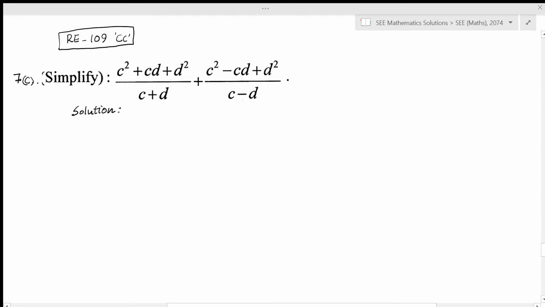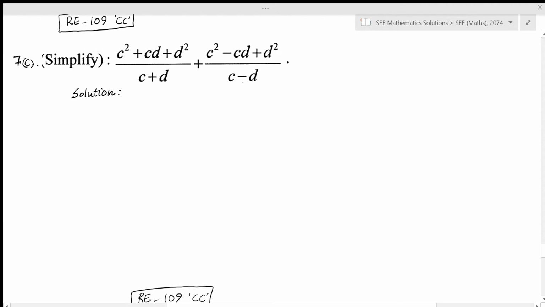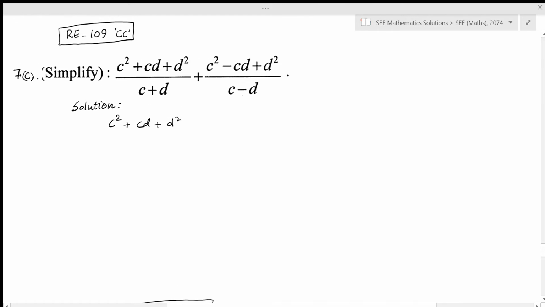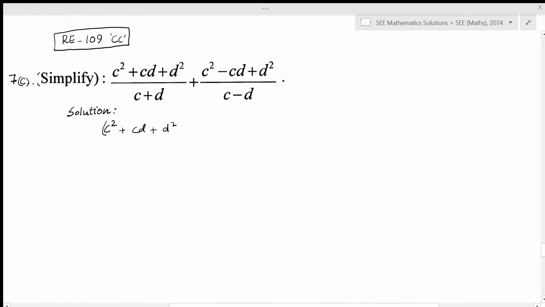And after taking the LCM, what we do is we multiply the expression with the missing factor. I'll explain it during this process. So we have c square plus cd plus d square, right? This is the first expression we have, and I'll also write c square minus cd plus d square here. So these are the two expressions separated by a plus sign in between.